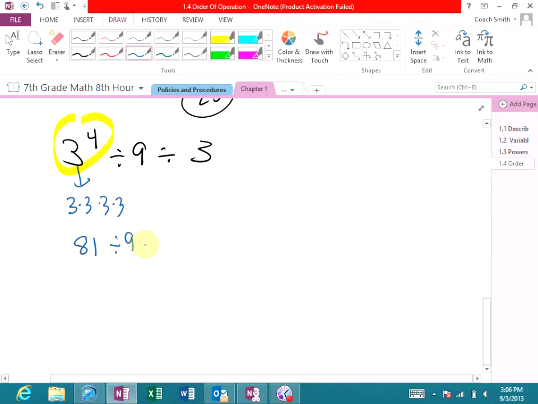That's 81 divided by 9 divided by 3. Now, there are no parentheses. There is no exponents left. So now I just start going from left to right. 81 divided by 9 is 9, divided by 3, which is 3.